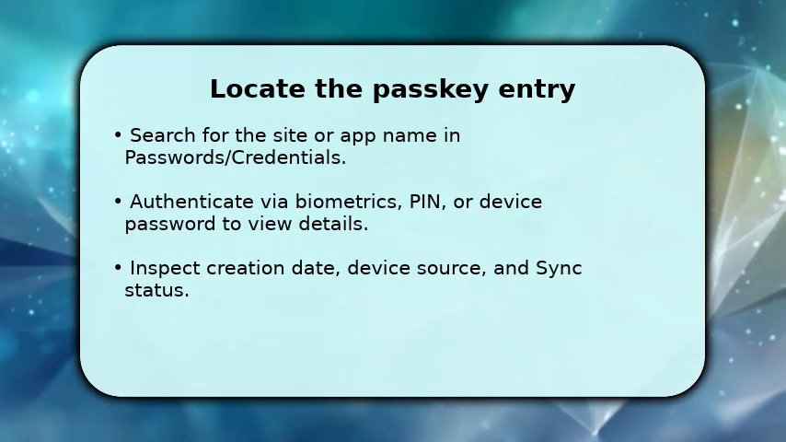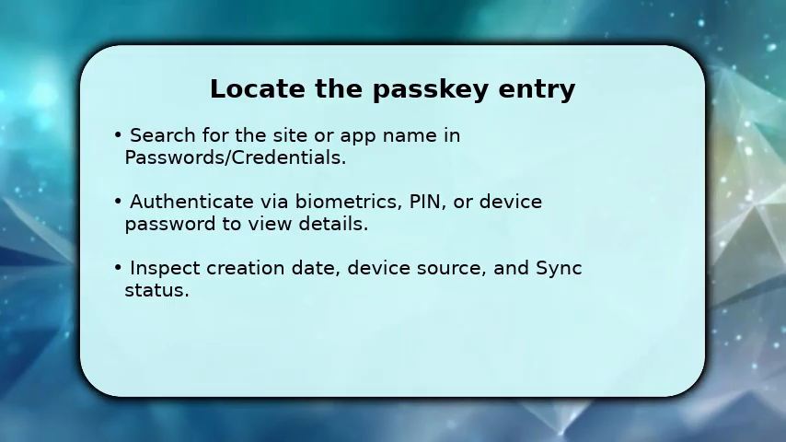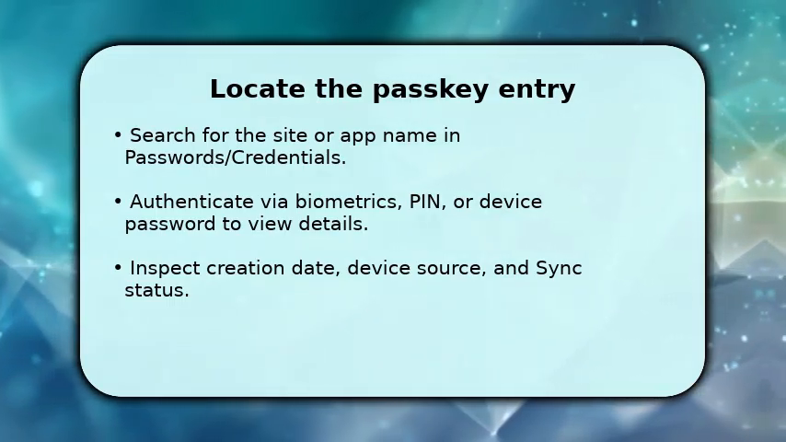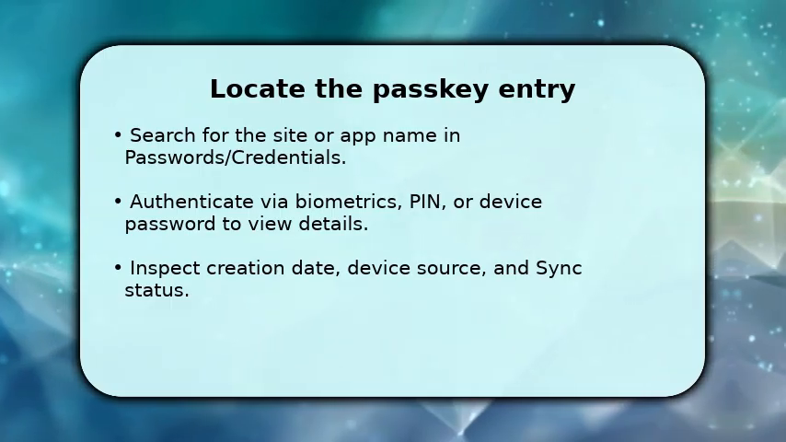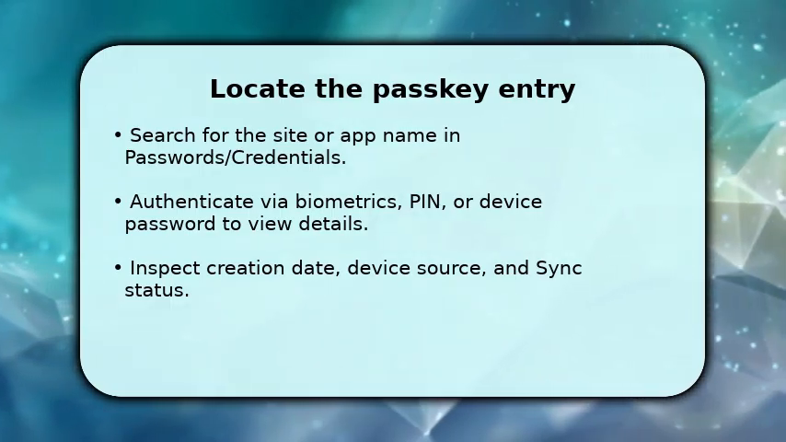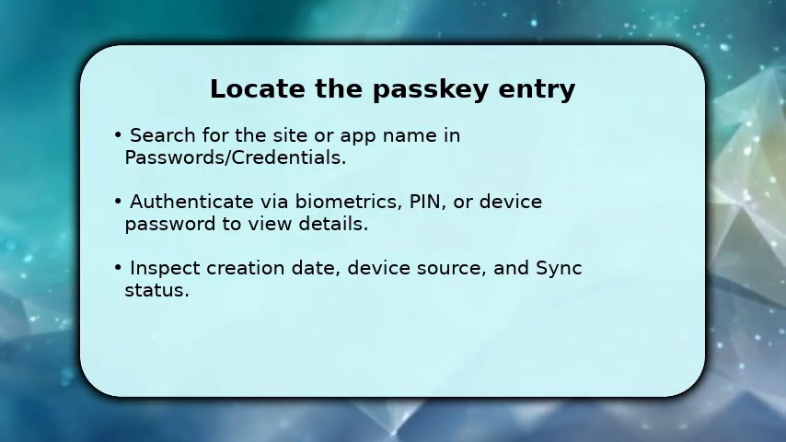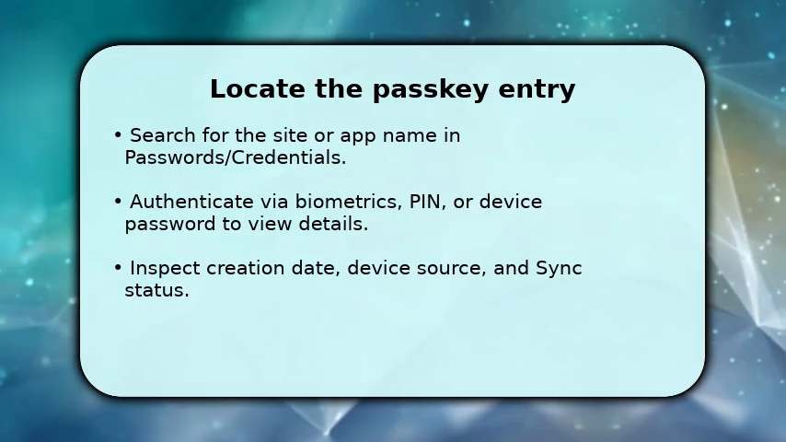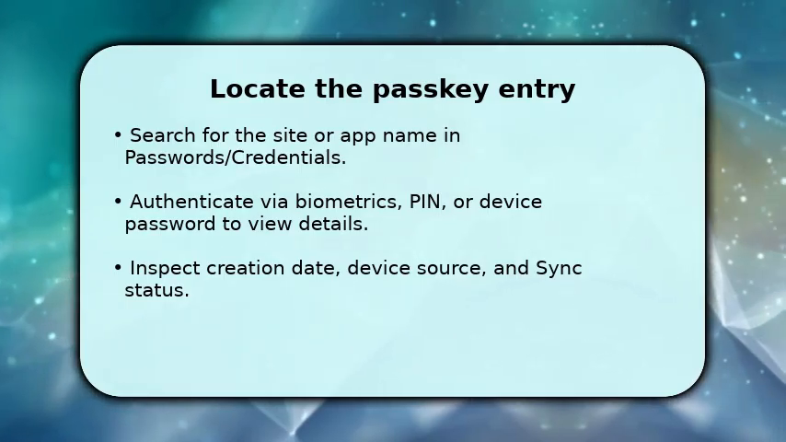You next search within Passwords or your OS credential manager for the specific site or app name to find its passkey entry. Once located, authenticate using biometric, PIN, or device password so the manager will reveal details. While viewing, note the creation date and which device created it, because that determines where you can use it.